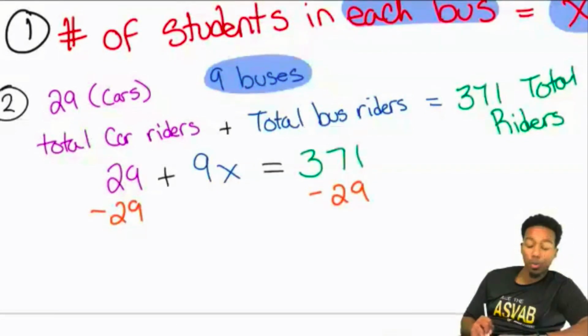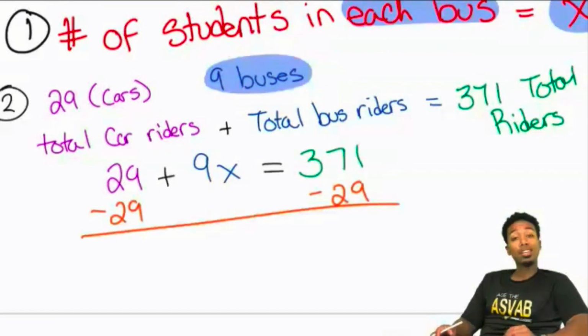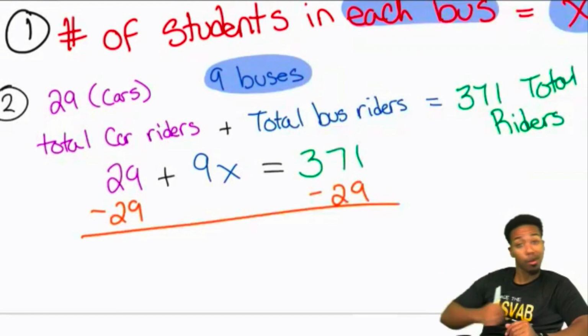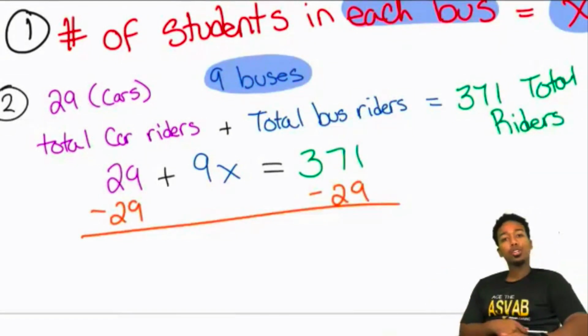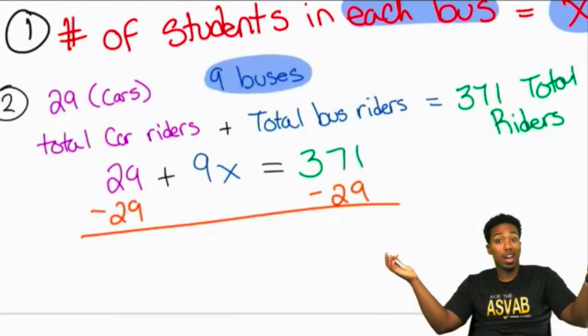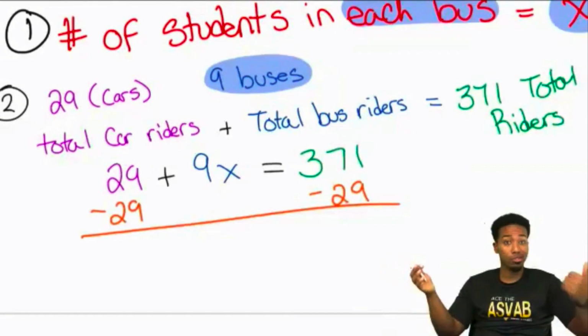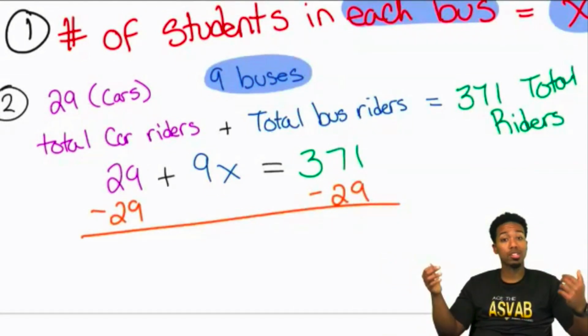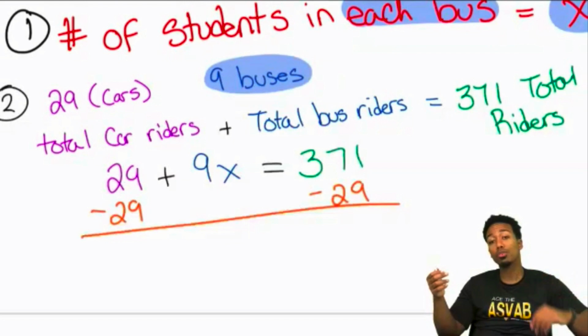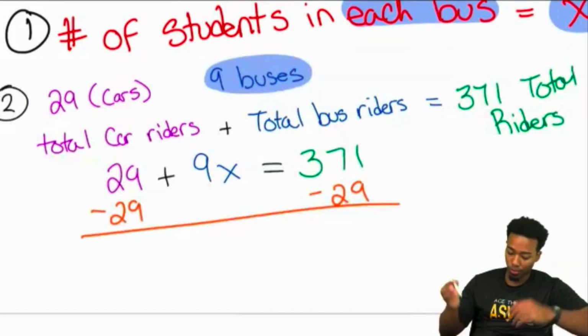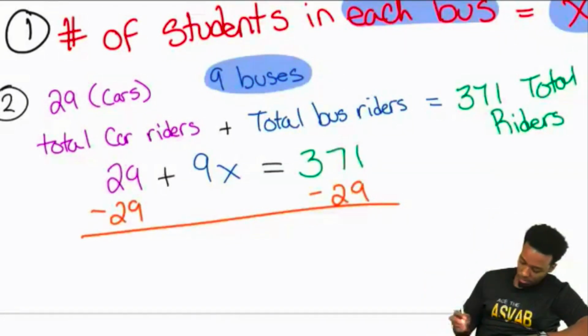Here's mental math at work, everybody. 371 minus 29. I know a lot of y'all would be like, we've got to borrow 1. No, you don't. If you want to subtract 29, subtract 30, then add 1 back because you subtracted 1 too many. So 371 minus 30, that's 341. Add that 1 back, 342. All good.